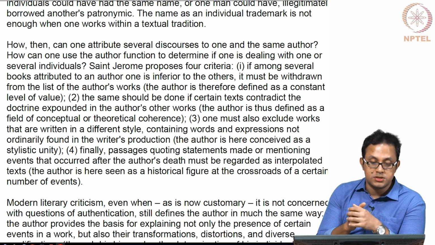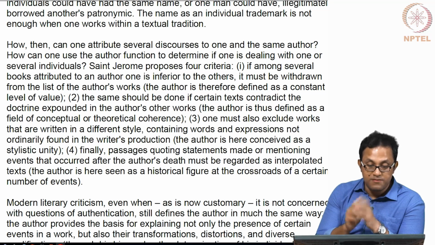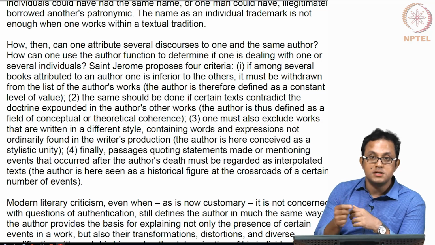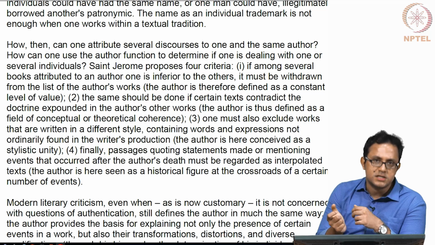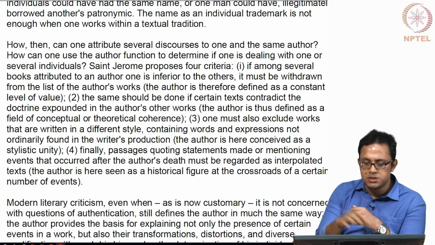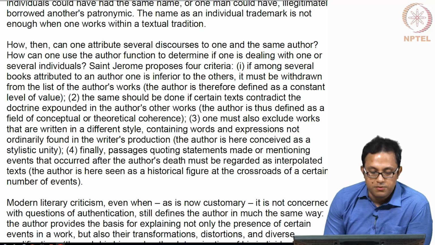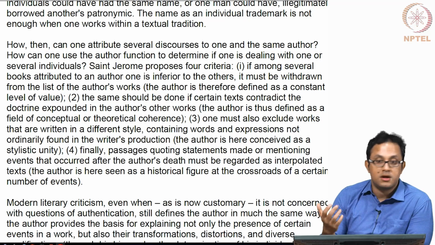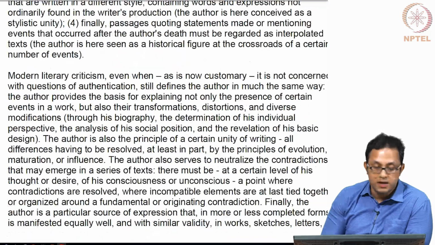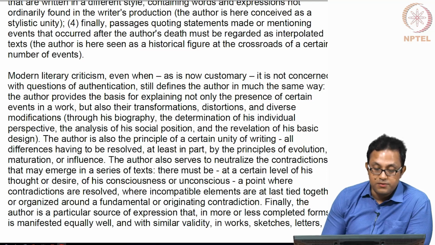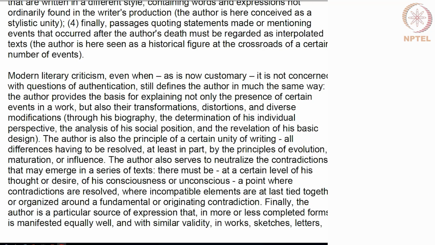Modern literary criticism, and I read out Foucault over here, "modern literary criticism, even when, as is now customary, it is not concerned with questions of authentication, still defines the author in much the same way." So there is a structural similarity that needs to be unpacked between modern literary criticism and the older Christian tradition of ascribing authorship to certain texts. "The author provides the basis for explaining not only the presence of certain events in a work, but also their transformations, distortions, and diverse modifications through his biography, the determination of his individual perspective, the analysis of his social position, and the revelation of his basic design."